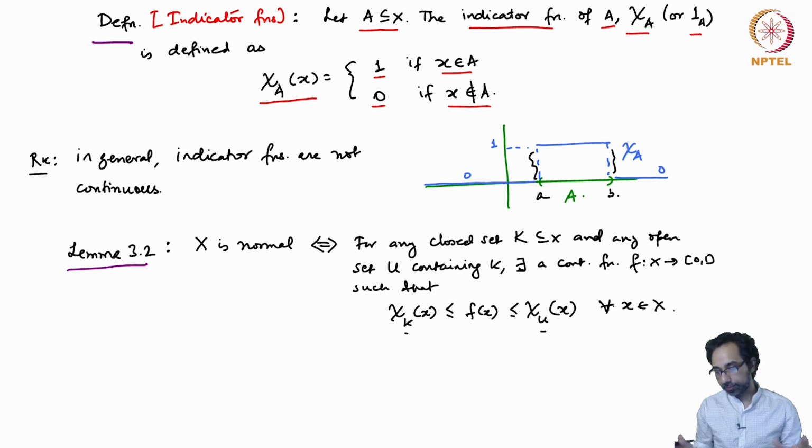So it's like a note that neither of these indicator functions for K or for U may be continuous, but you have a continuous function that is sandwiched by these two things. So this is a very nice reformulation of normality, and you can use this separation. So given that you can separate functions in normal spaces, then you can get this criteria with indicator functions as well.